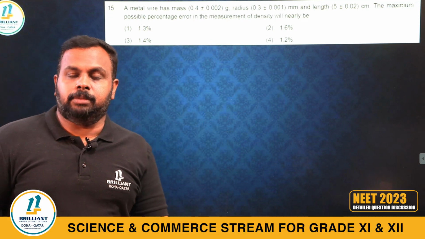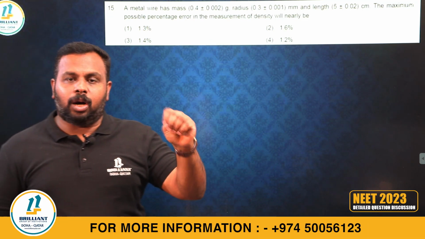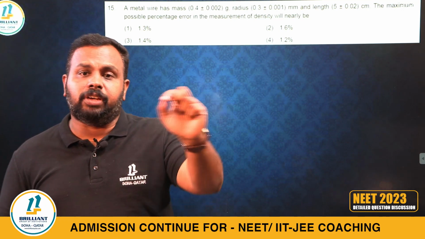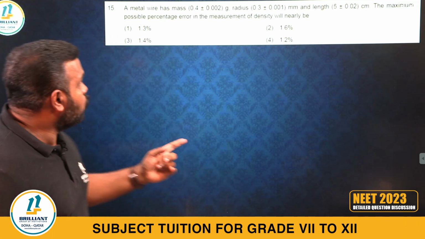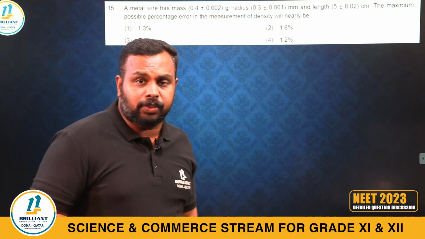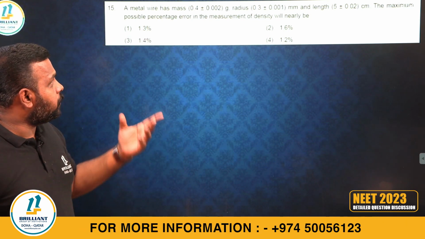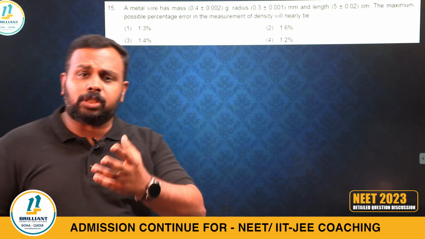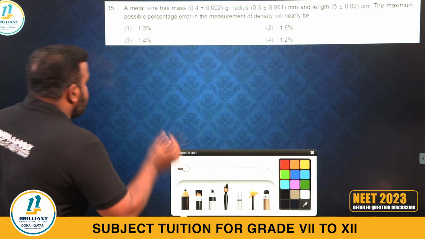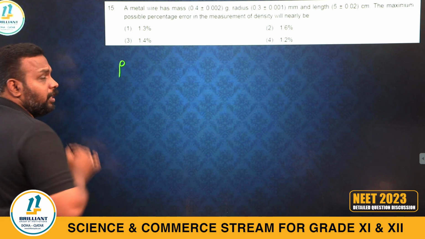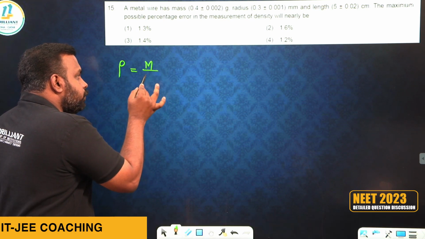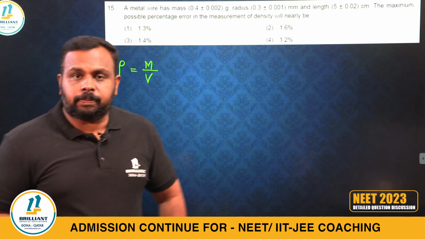Error analysis. Percentage error. Do you remember how to calculate percentage error in a quantity? Percentage error is relative error into what? 100%. So here for the metal wire, radius is given, mass is given, length is given, and they ask the percentage error in the measurement of density. What is the formula for density? Density is mass by volume, right? So density rho is mass by volume.